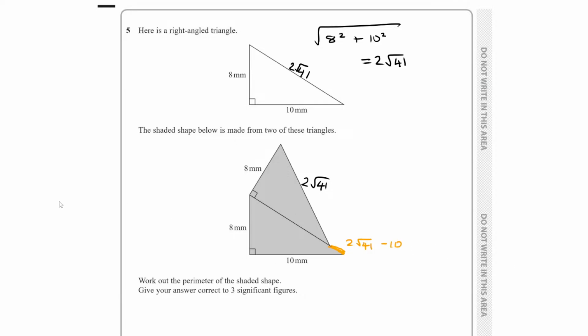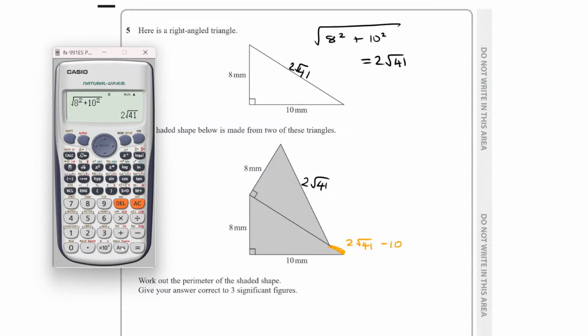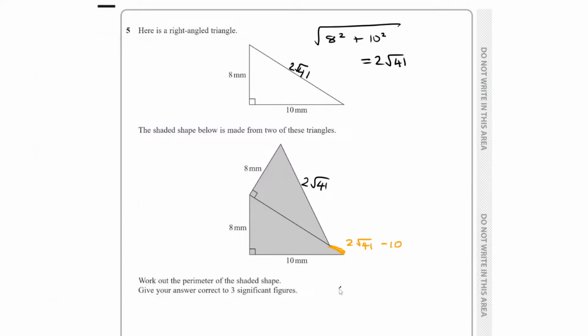Now we've got all of our sides, so we can just add them all together. So 2 root 41, I'll just take that as my answer, plus 8, plus the other 8, plus the 10, plus 2 root 41 effectively, minus the other 10. You could obviously cancel out both of those 10s if you wanted, but then I get this. Now, because this is my final answer, I am going to look at the decimal, and it does say to 3 significant figures. So 41.6, that would round to, wouldn't it?